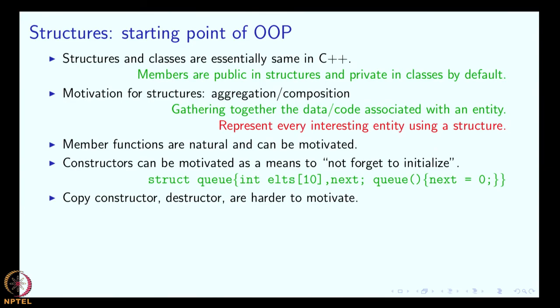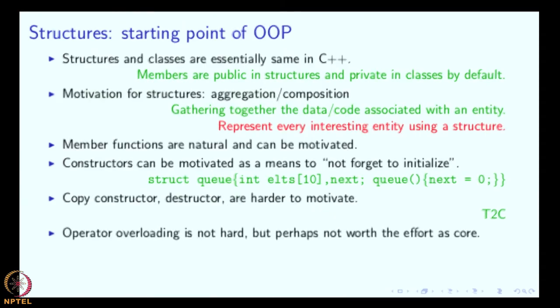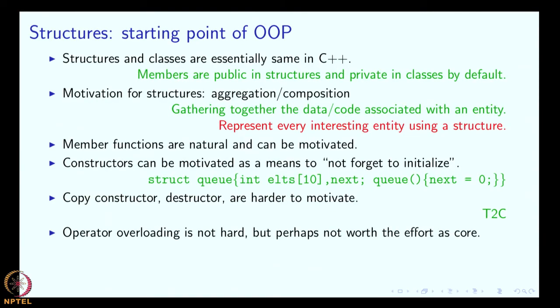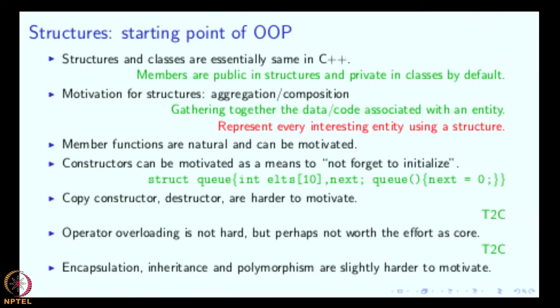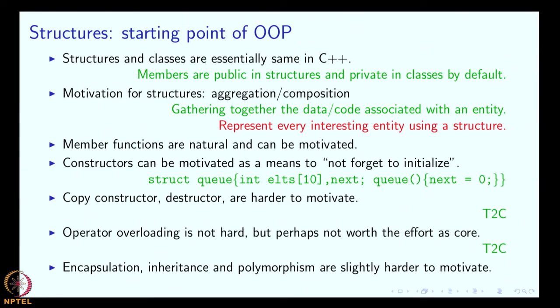Copy constructor, destructor, etc. are harder to motivate, and that's definitely not core material. It is tier 2 core. Operator overloading is not hard, but perhaps it is not worth the effort. So you could put it as tier 2 core as well. Encapsulation, inheritance and polymorphism are definitely harder to motivate, and therefore they are tier 2 core.